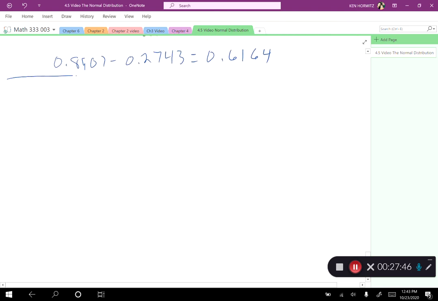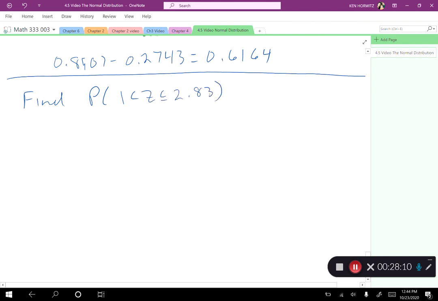All right, so you guys are now becoming an expert in these areas. So I'm going to just change the presentation of the information and say find the probability 1 less than z less than or equal to 2.83 and ask you to pause the video, do the problem, and I'm going to share the answer with you on the back end.